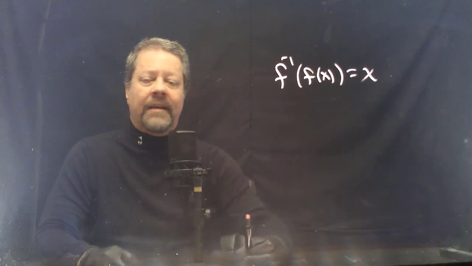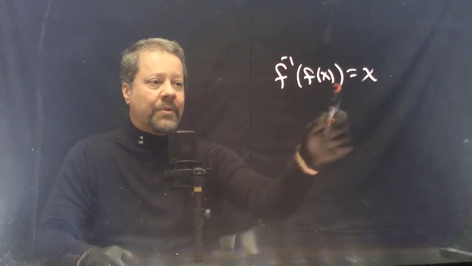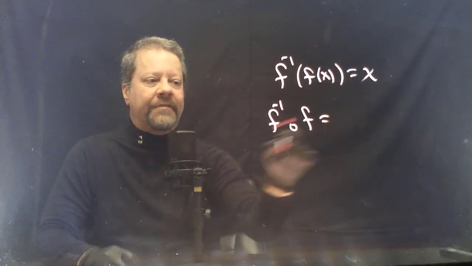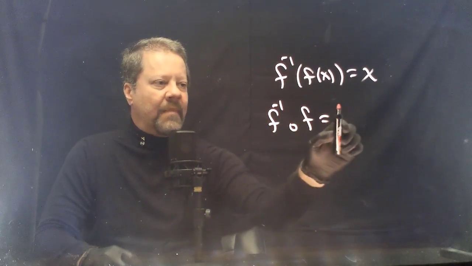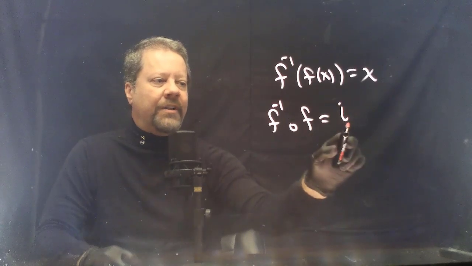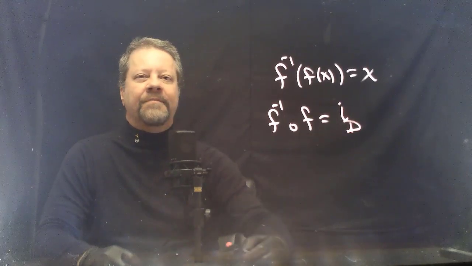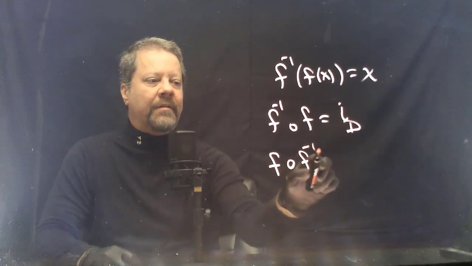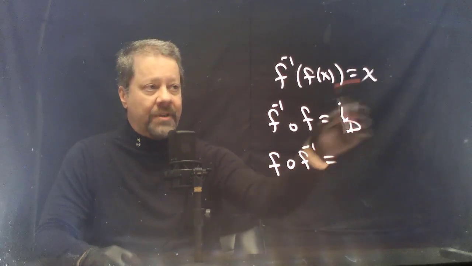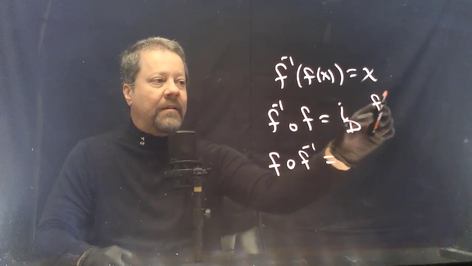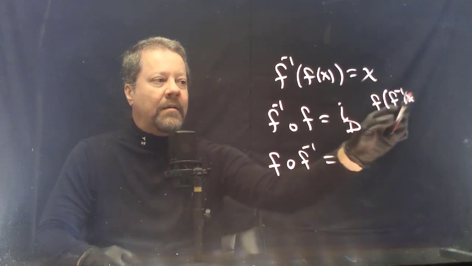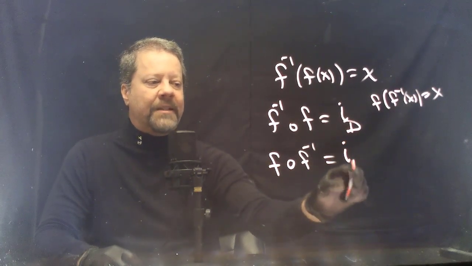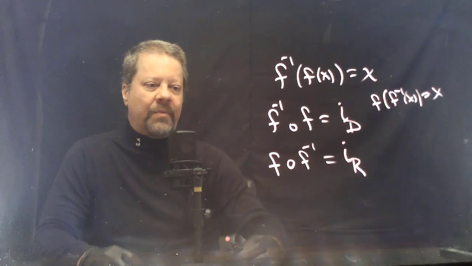We said earlier that f inverse of f of x equals x, so we can write the following. When you compose f inverse with f, you get the identity function on the domain of f. If you do the composition the other way around, you still get x, so you will get an identity function, but this time it's on the range.